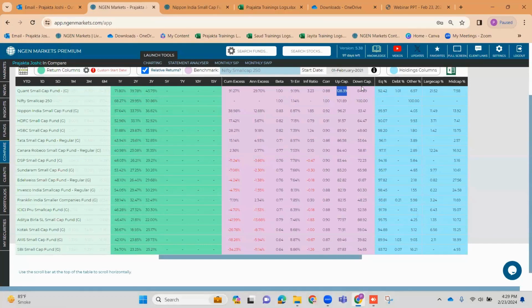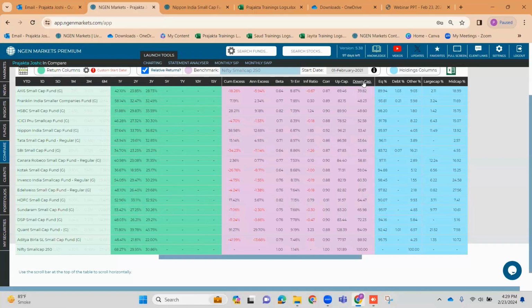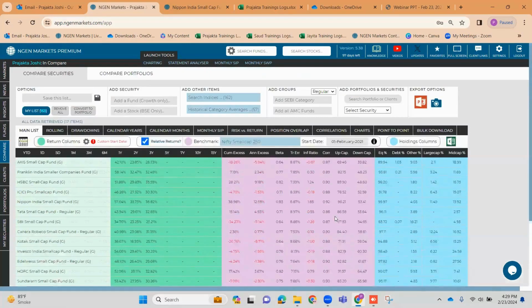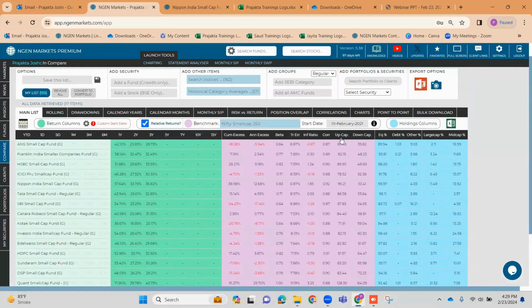On the other hand, let's look at the down capture ratio. Let's sort this on the basis of it, now we know for a fact that for down capture ratio, the lower the better. Okay, so in this case, Axis small cap as a fund is the most resilient small cap fund, which typically says that if benchmarks are going down, or for that matter, the Nifty small cap 250 index is going down, it will definitely go down, but will go down the least among its list of peers, right?